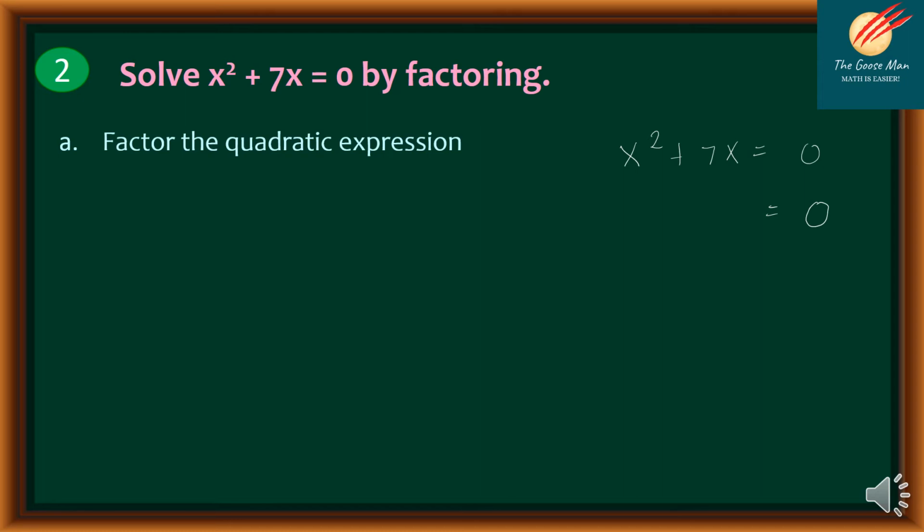And take note that the common factor is x using the greatest common factor. So since the common factor is x, it means that x squared divided by x is x only. Then we have 7x divided by x is plus 7. So therefore, we can say that x times (x plus 7) is equal to 0. These are the factors of the given equation.